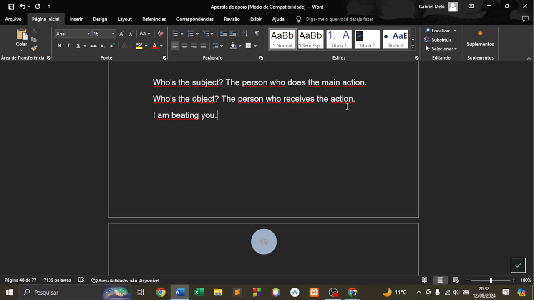So the object in a sentence is the person or thing, anything that is receiving the action of the subject. So when I say I am beating you, I am doing the action of beating, alright? But who am I beating? You. So you are receiving my action. You are the object. Okay? And it works in any situation.